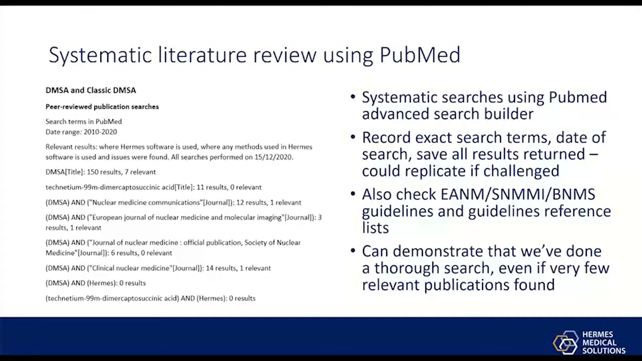So I used PubMed to do the searches, and I used the advanced search builder in PubMed. You can see here an example of the search terms that I've used, on the left-hand side here, searching for DMSA in the title field. That brings up 150 results. Searching for the written out full title of DMSA, and then searching DMSA in any field in these journals that I know that often we find nuclear medicine publications in. So this means DMSA could be in the abstract of a publication in NMC.